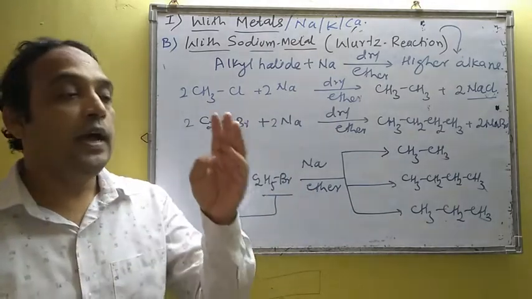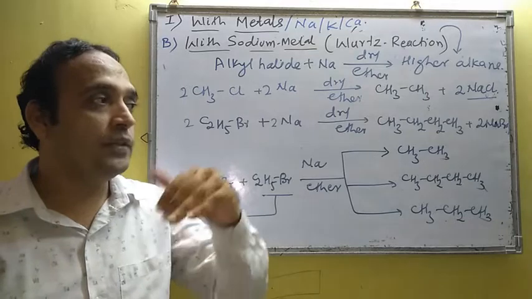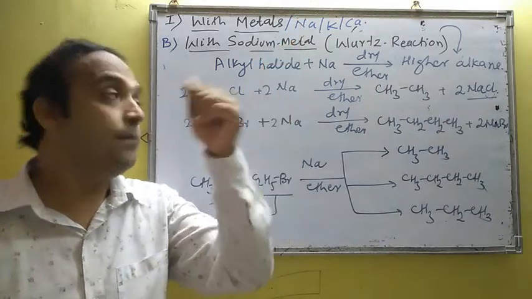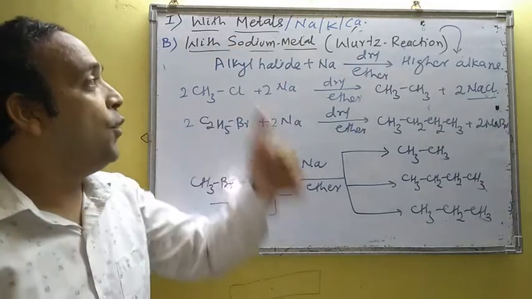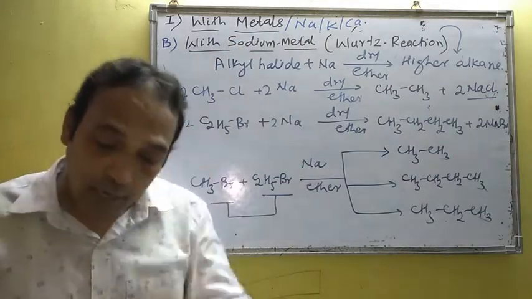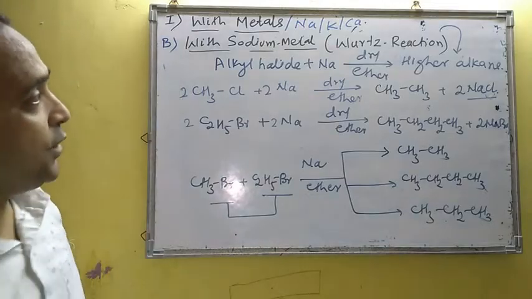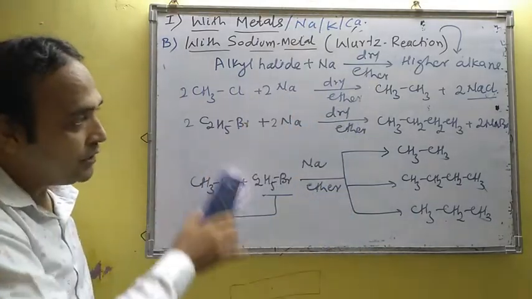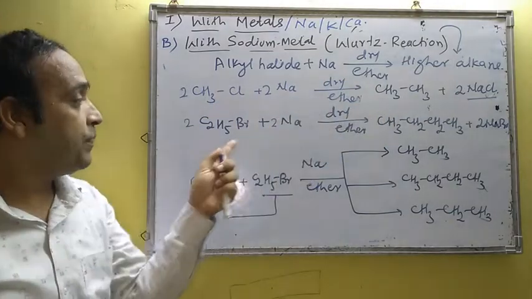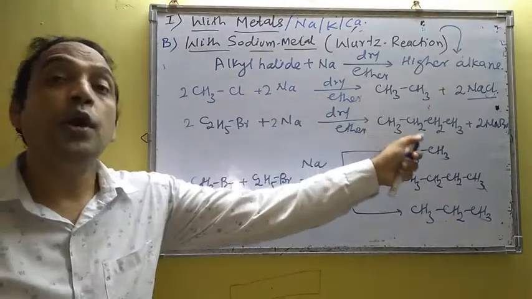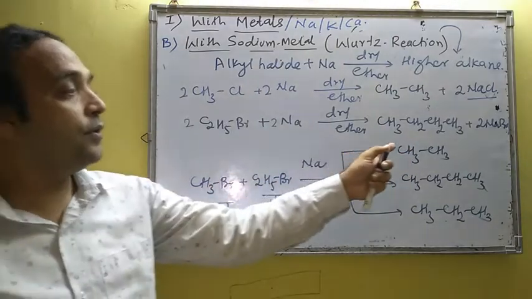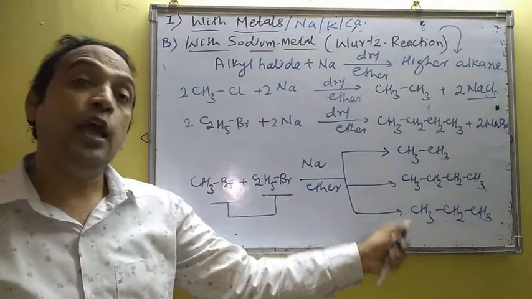So reaction of alkyl halide with magnesium metal is the Grignard reaction, Grignard reagent. Reaction of alkyl halide with sodium metal is the Wurtz reaction. Now students, related to the Wurtz reaction, note down all these points. Methyl chloride converts into ethane, ethyl bromide converts into butane, methyl bromide and ethyl bromide convert into ethane, butane and propane.